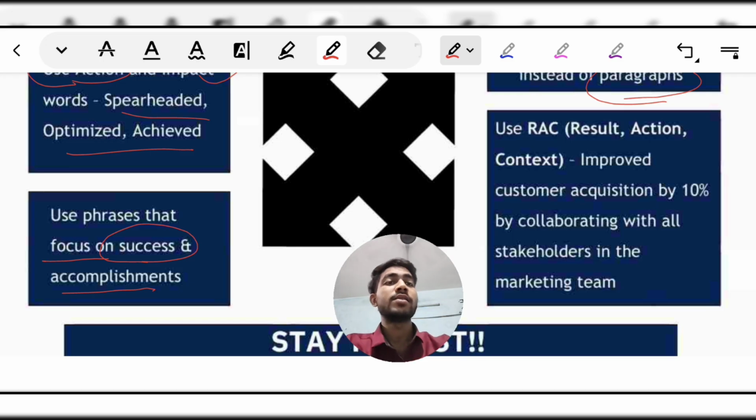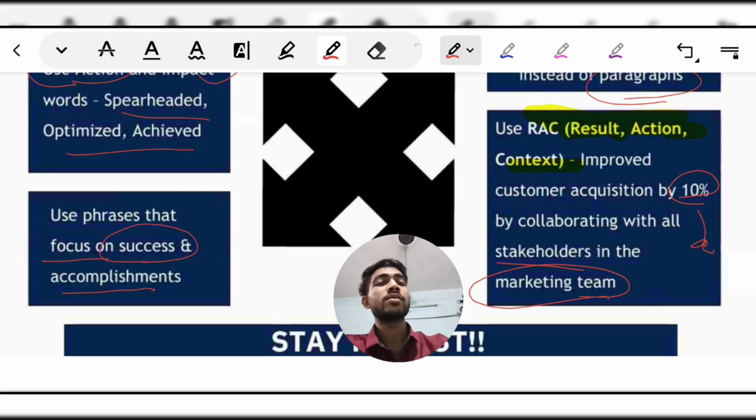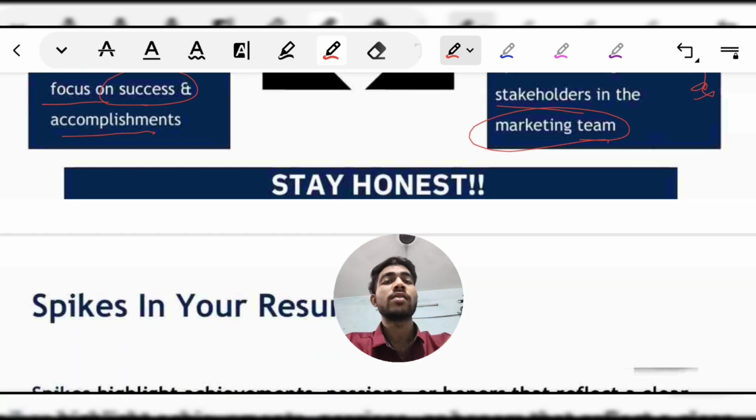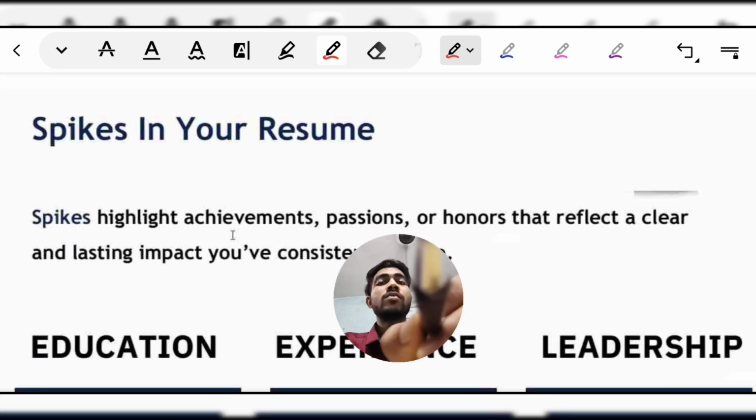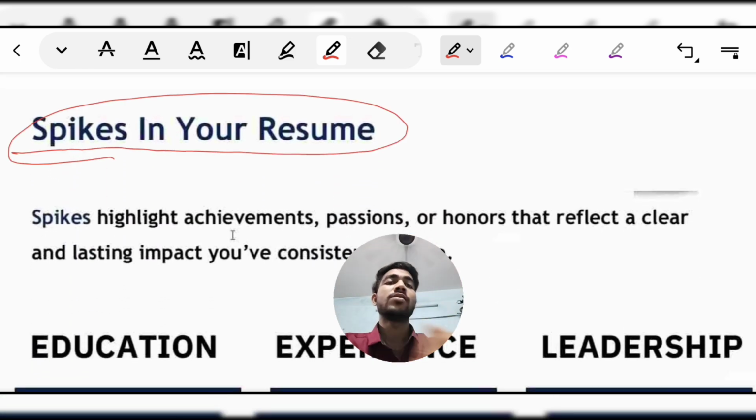Use RSE, meaning result, action, contacts. It's important to improve your customer acquisitions, and about 10% collaborating with stakeholders in the marketing team. The numbers are also mentioned to increase your credibility. And it's also important to mention spikes in your regions.